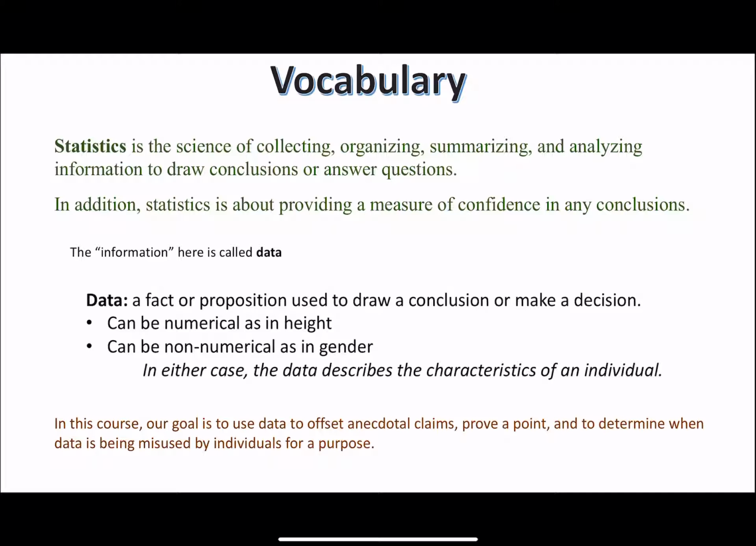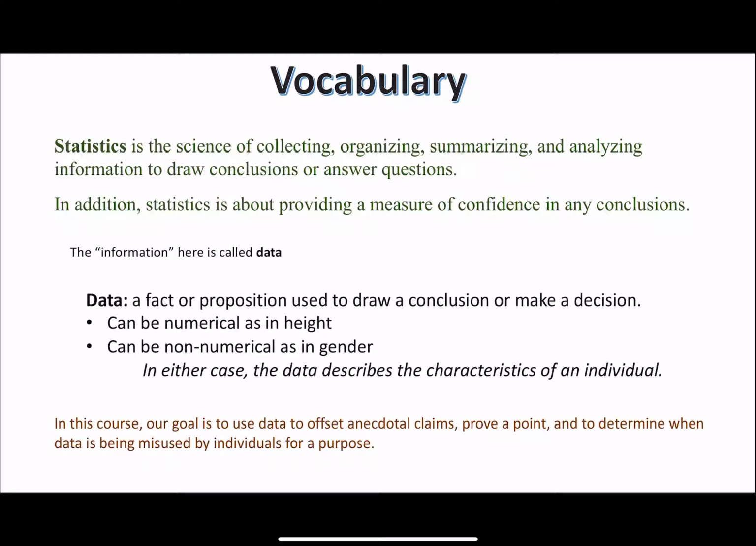So statistics. Statistics is the science of collecting, organizing, summarizing, and analyzing information to draw conclusions or answer questions. Basically, it is just a way of compiling data and using that data to do whatever it is we plan to do with it. Usually we come into it with a hypothesis, an idea, and then we collect the data that we need in order to prove or disprove whatever it is that we are looking for.